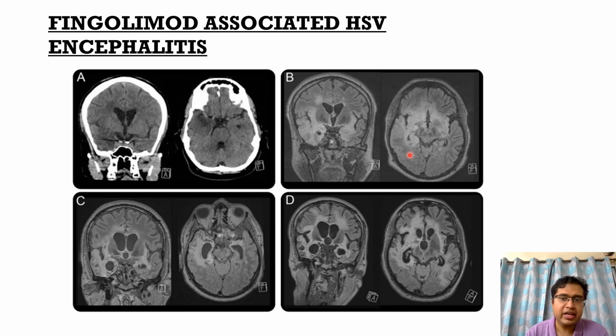So this is another such case of a patient who is being treated for multiple sclerosis, where we find some hyperintensities in the temporal lobes with dilatation of the temporal horns, which is a case of HSV encephalitis, and this patient was on fingolimod. This is an immunomodulator that is given as a treatment in multiple sclerosis, and this patient developed this particular complication. And that is why it is again important to image these patients regularly for treatment monitoring.